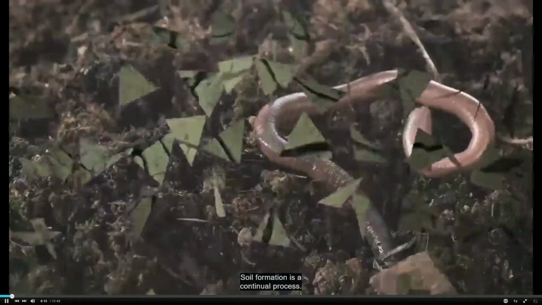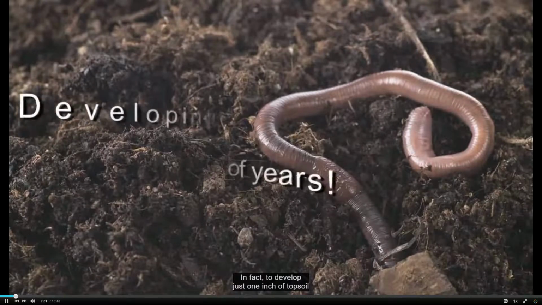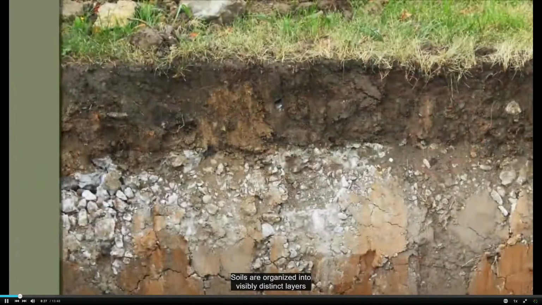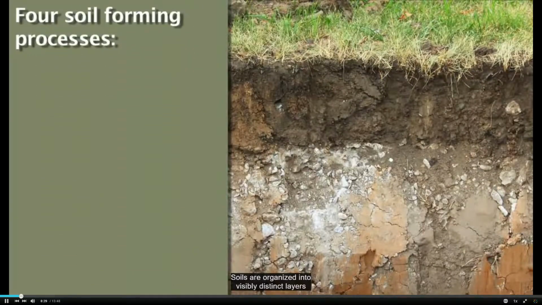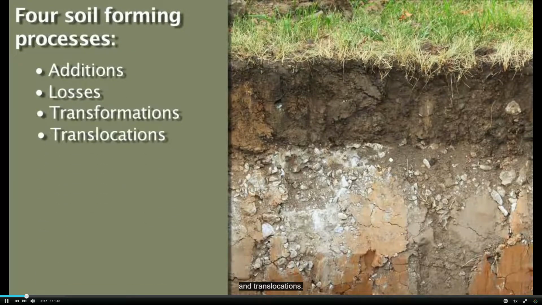Soil formation is a continual process. However, the results are very gradual. In fact, to develop just 1 inch of topsoil may take hundreds to thousands of years. Soils are organized into visibly distinct layers through the interaction of the 4 soil-forming processes: additions, losses, transformations, and translocations.